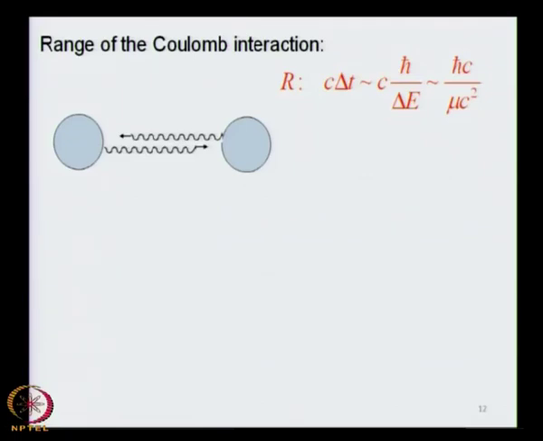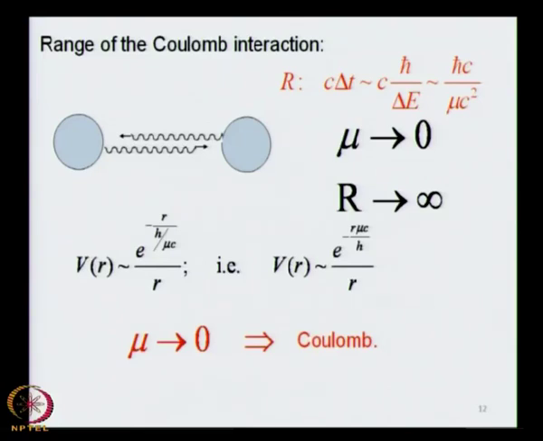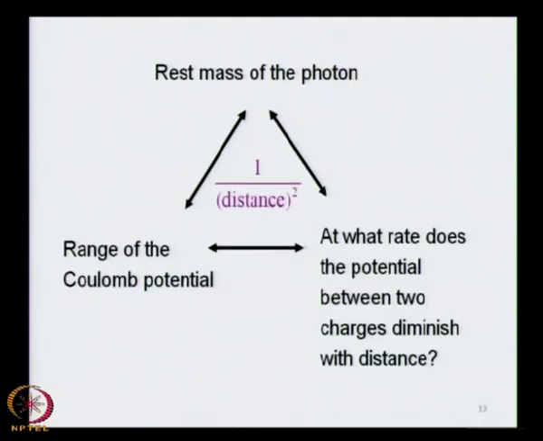So, the claim that the Coulomb potential has an infinite range again is connected with the mass of the photon. It plays an extremely central role in the learning of electrodynamic theory. As mu tends to 0, r would tend to infinity, and also as the photon mass tends to 0, you immediately see that the potential tends to the Coulomb potential. That will be connected with the 1 over r square. So, these are the three things. The rest mass of the photon is connected with the range of the Coulomb potential, as we have already seen.